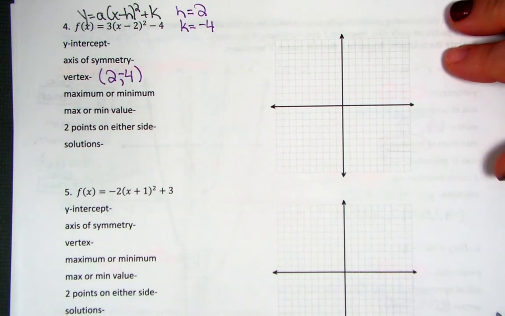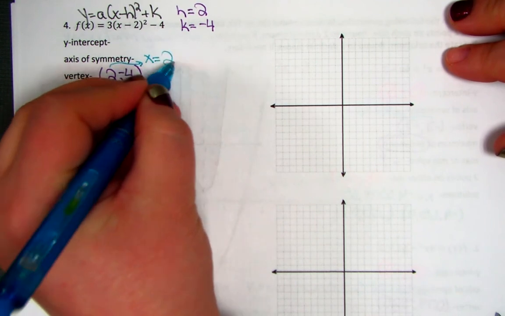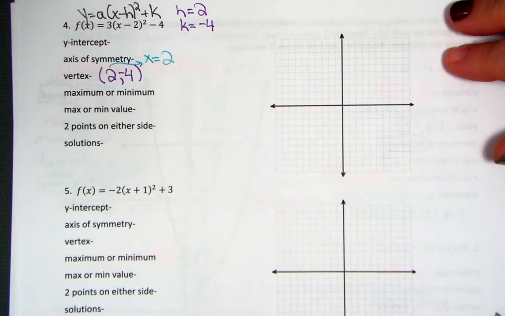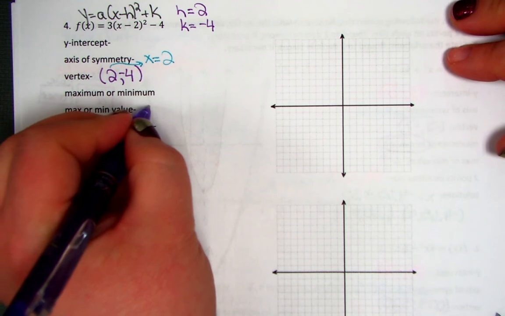Just like before, I can tell the same things from the vertex. I can tell my axis of symmetry, and I can tell my minimum or maximum value.